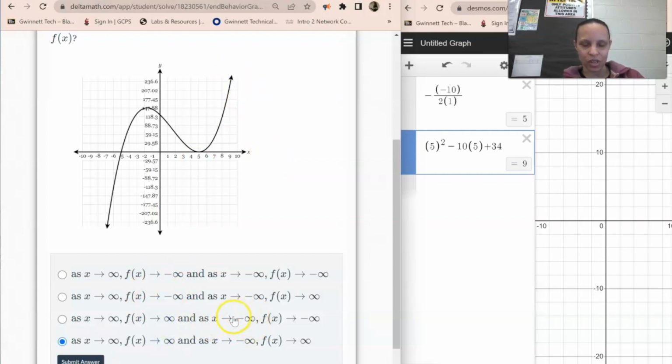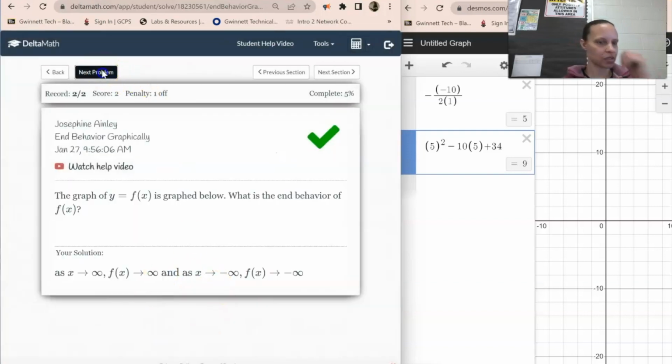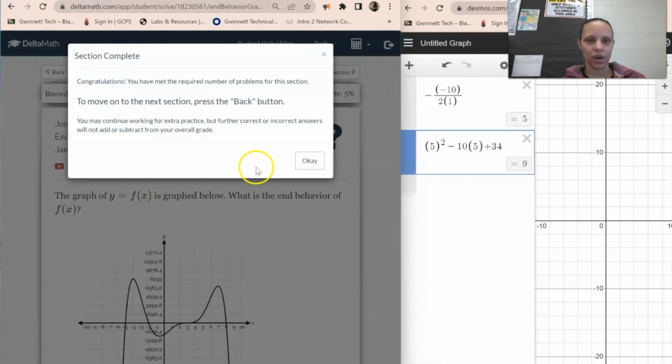As x is going to the left, what's happening to that graph? Okay, so as x is going to this side, the left-hand side, what's happening here? It's going to negative infinity. So which one of these is going to negative infinity? This one is. Again, I'll do another one because I know this notation can be a little bit confusing, but just think of it as left and right.